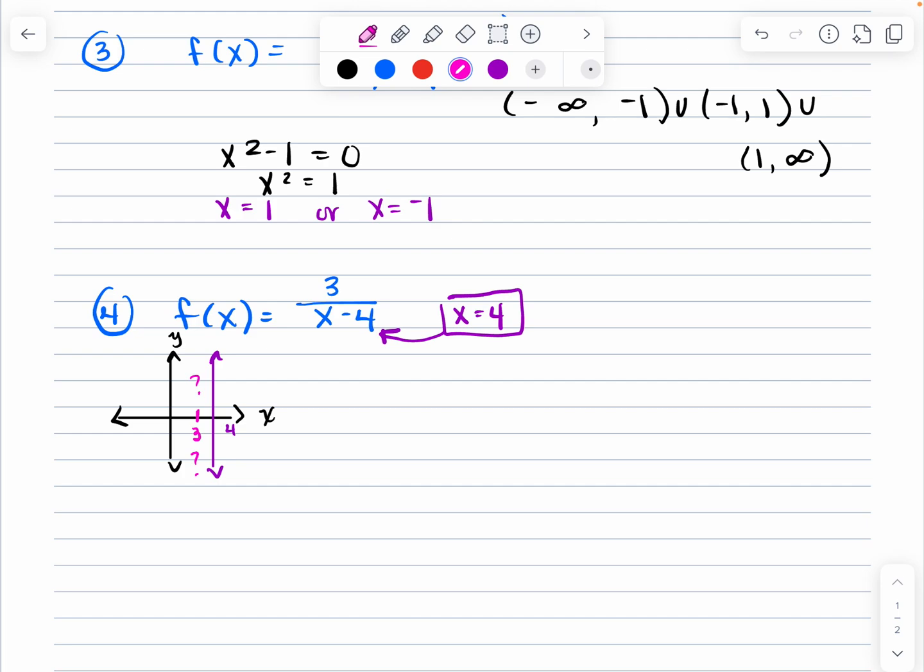So all you have to do is take 3 and plug it into your function. So 3 over 3 minus 4. I just put a 3 where the x was. And obviously that's going to give me a negative number, because I get 3 over negative 1, which is negative 3.